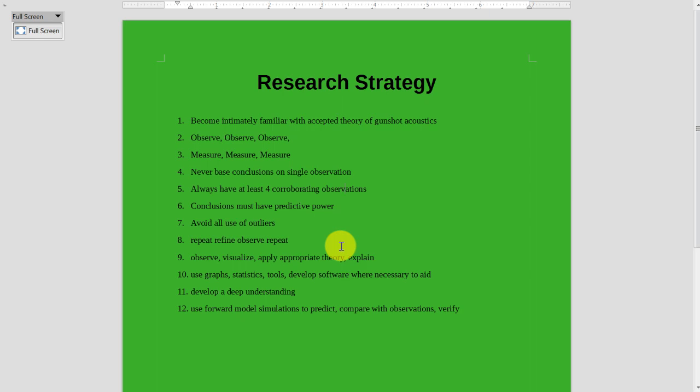And so the first rule of thumb, after I've gotten the theory mastered, is to observe, observe, observe. What patterns do I see? What can I measure? And I measure, measure, measure. My favorite tool is Sonic Visualizer. I use it daily. And with Sonic Visualizer, I'm not left depending upon just my ears to hear anything.